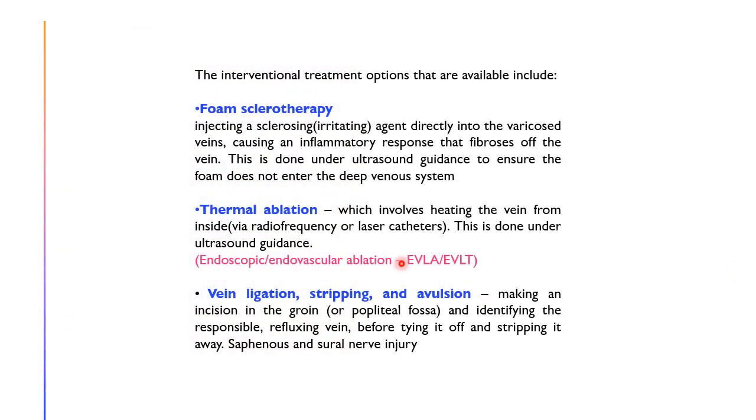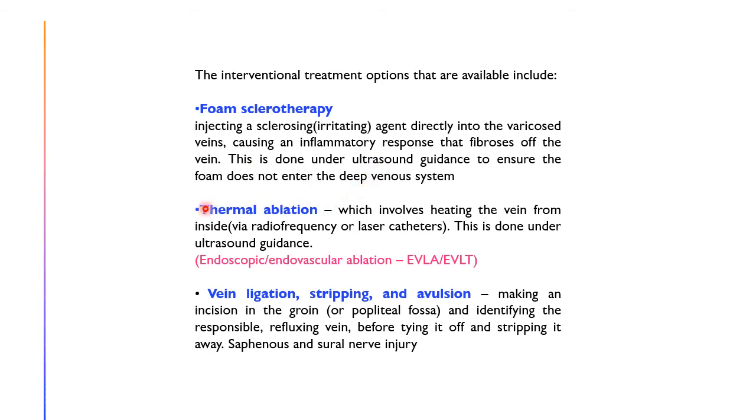And what are the treatment options available for varicose veins? Vein ligation, stripping, and avulsion is one of the most commonly used surgical treatments for varicose vein. This involves making an incision in the groin or popliteal fossa and identifying the responsible refluxing vein before tying it off and stripping the vein away from the leg. Care must be taken because stripping of these varicose veins can result in saphenous and sural nerve injury.